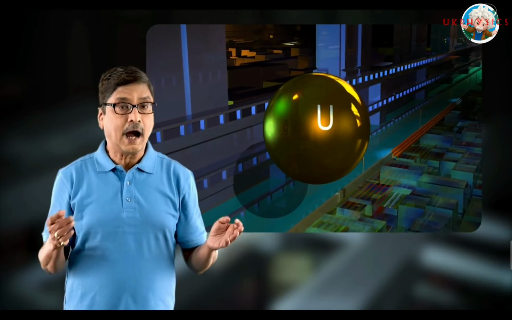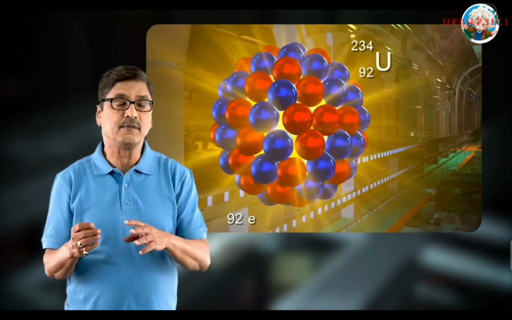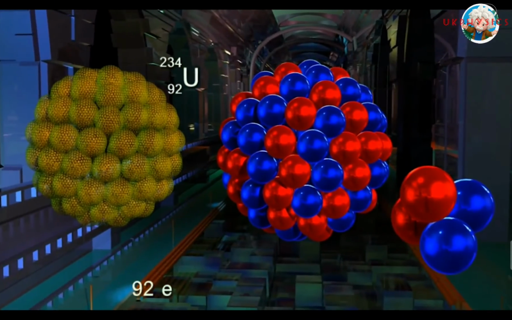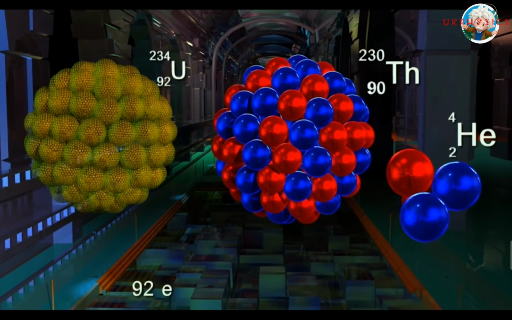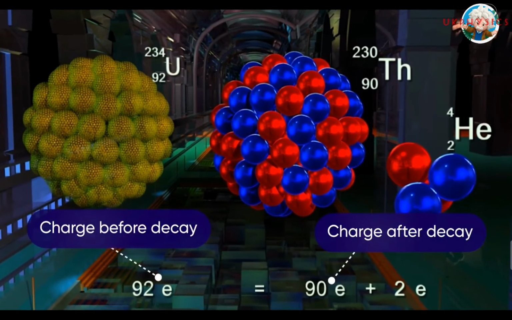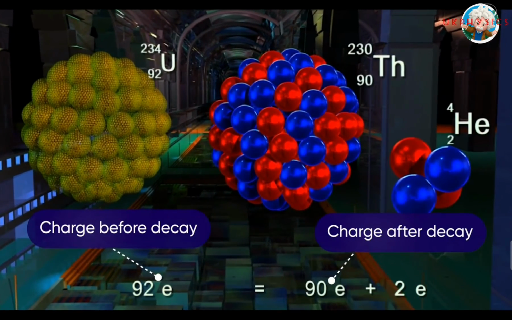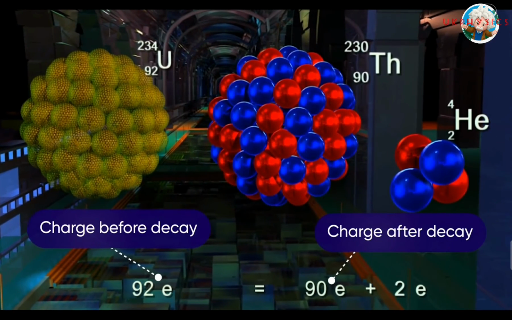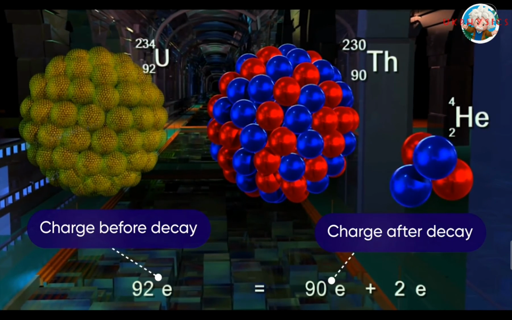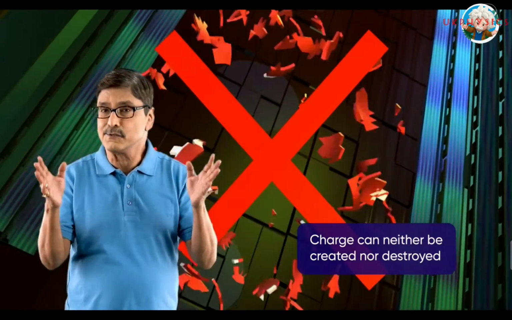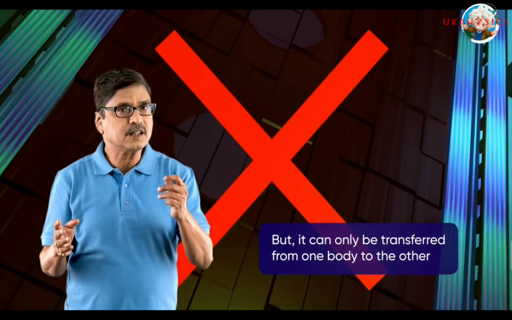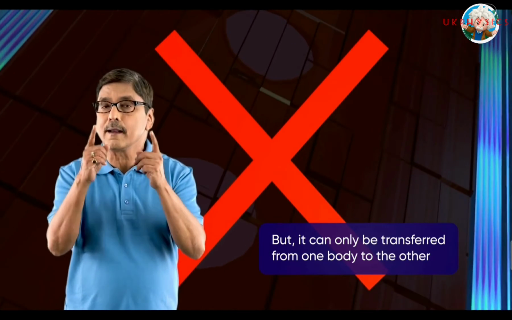For example, a radioactive nucleus of uranium has a positive charge of 92e before decay. After decay, the total charge of the thorium nucleus and the helium nucleus is 90e + 2e, which is equal to 92e, which is the same as that before the decay. Thus, the charge is conserved in every physical process. This implies that charge can neither be created nor destroyed, but can only be transferred from one body to another.